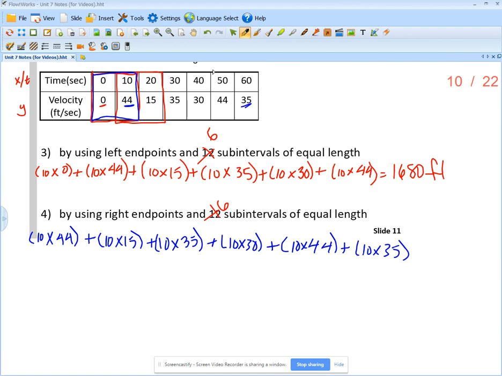So this rectangle has a base of 10, and its height would be given from the rightmost point. Multiply this all together, I get 2,030 feet. So here we can see we have an underestimate and an overestimate. Our actual would be somewhere between these two.